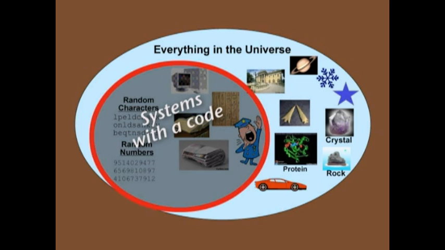Shannon is not interested in the meaning of the code. His question is only, are there letters or numbers? There can be random numbers or whatever. Everything like this is information in his definition. Now let me come to my definition of information.